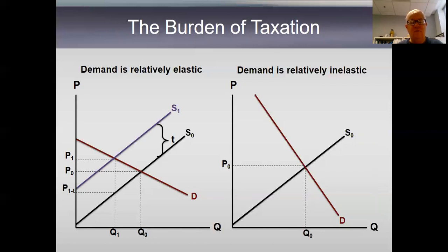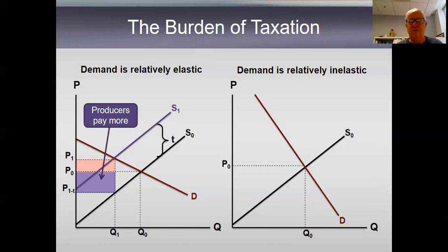And what happens to the various surplus? In other words, who is bearing the burden of this? Well, we see in this case, there is a shift that causes more of the producer surplus to be lost than consumer surplus. So in this case, the producers pay more than the consumers. Now let's switch it around.